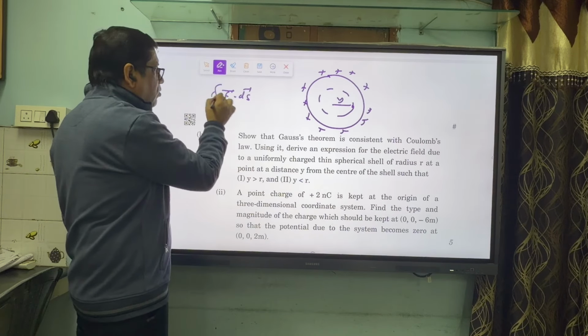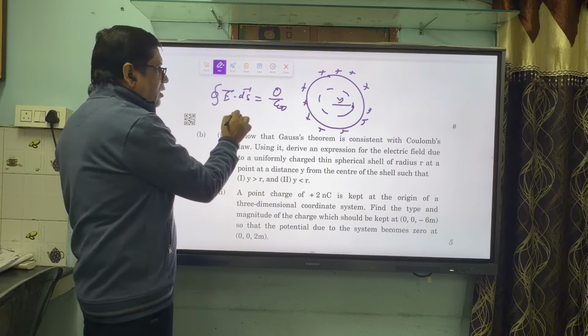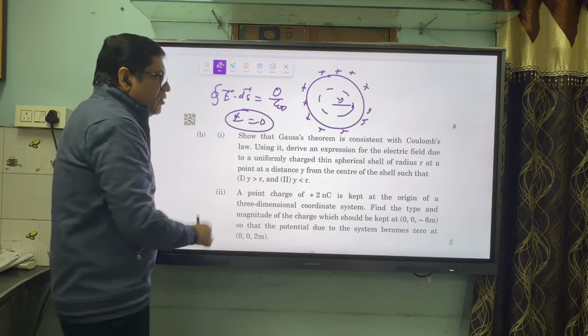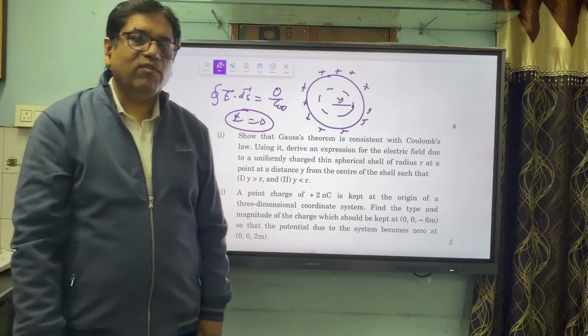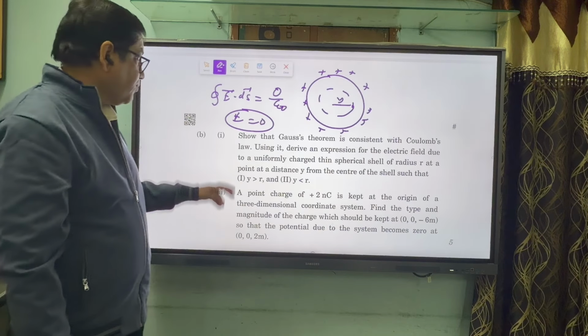E dot ds over the closed surface will be equal to the charge enclosed divided by epsilon naught, which is zero, due to which the electric field will also come out to be 0. So inside the spherical shell, electric field will be 0. Outside, the electric field will behave like the point charge case.